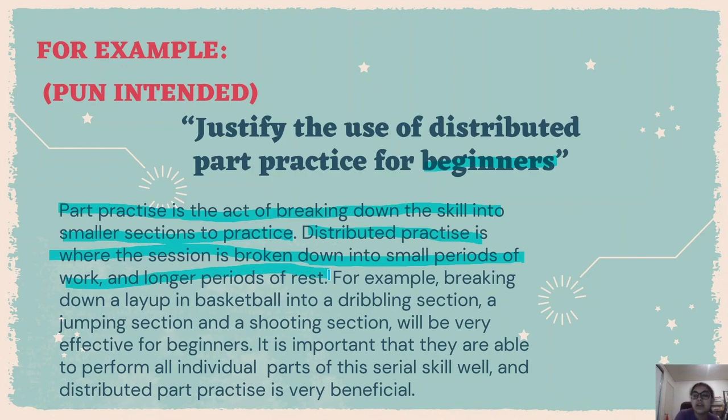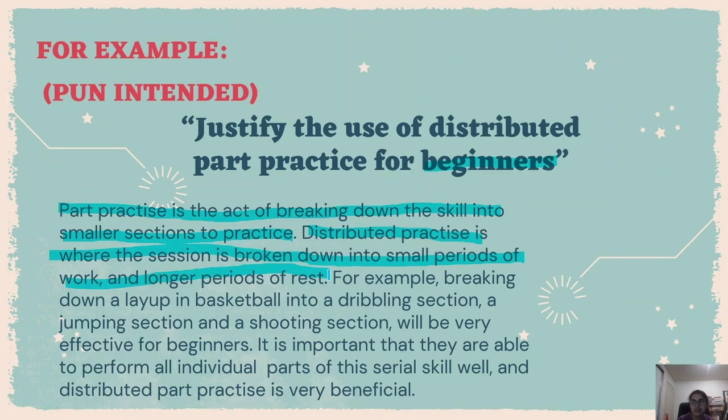For example, breaking down a layup in basketball into a dribbling section, a jumping section, and a shooting section will be very effective for beginners. It is important that they're able to perform all individual parts of the serial skill well, and distributed parts practice is very beneficial. So this is just backing what we have said with the example. Always good to have examples. Yeah, layups are a really good example for this module when it comes to looking at distributed, mass, whole practice, and parts practice. Also, juggling is another good one as well.